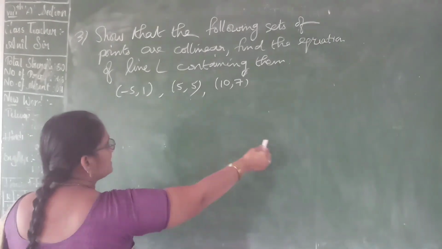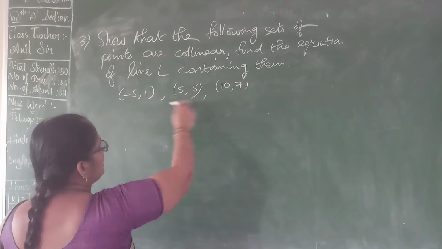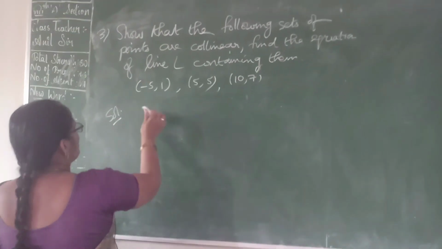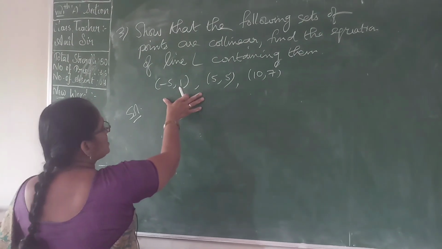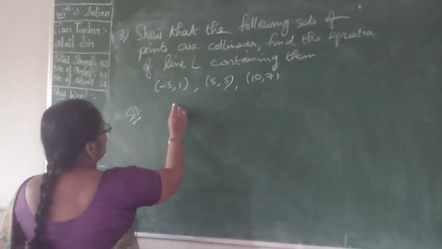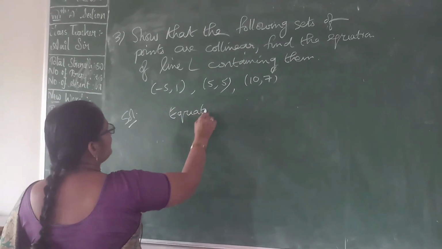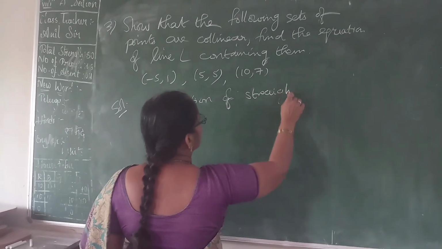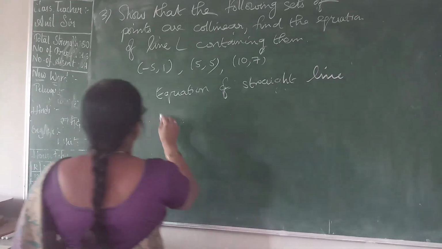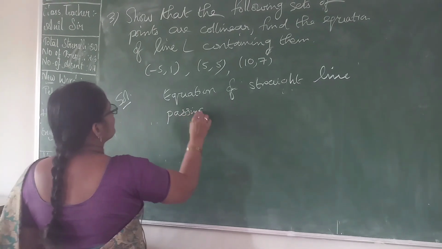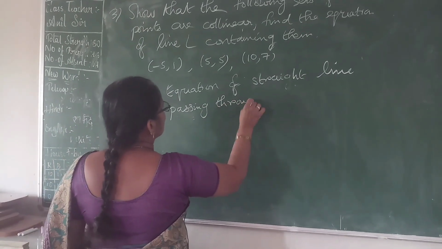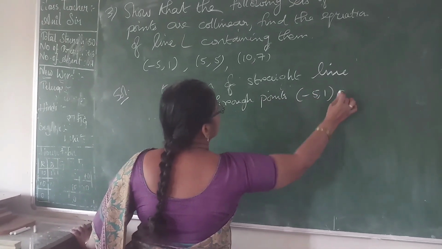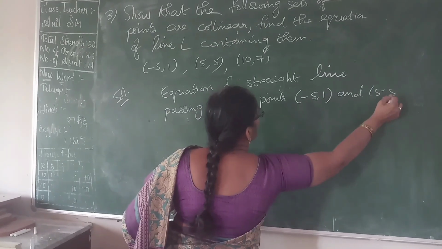All the points will be lying on a straight line. So we have to show that all the 3 points are lying on a straight line. For this, the condition we are going to use is, first let us take the equation of the straight line passing through the 2 points, negative 5 comma 1 and 5 comma 5.